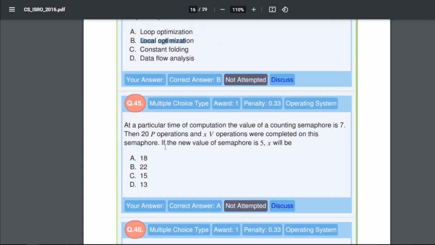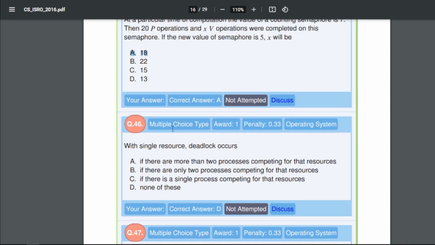Now question number 45: at a particular time of computation the value of a counting semaphore is 7, then 20 P operations and X V operations were completed on this semaphore. If the new value of the semaphore is 5, X will be what? In this particular case our answer will be A, that is 18. You can also solve this and get the same answer.